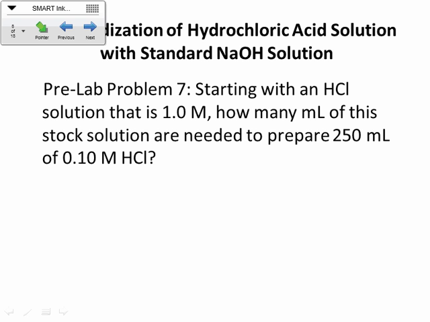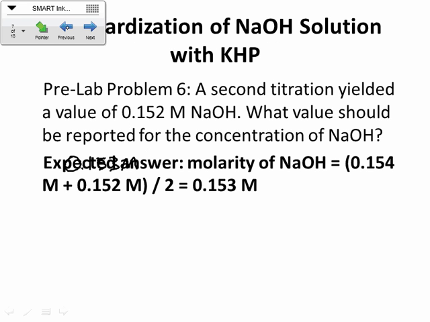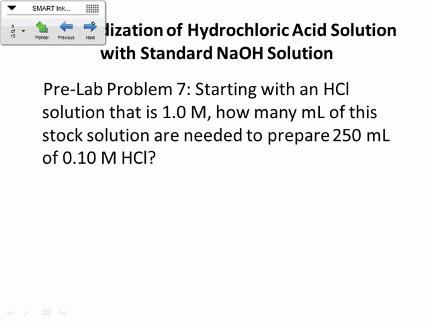Okay, number 7. Starting with an HCl solution that is 1.0 molar. Now notice we are standardizing the hydrochloric acid solution. We just got done standardizing the NaOH solution because we used an acid to do that. So now we can use our standardized NaOH and we can standardize the hydrochloric acid. Okay, so part 2 should go pretty fast after what we just did because the calculations are very similar.